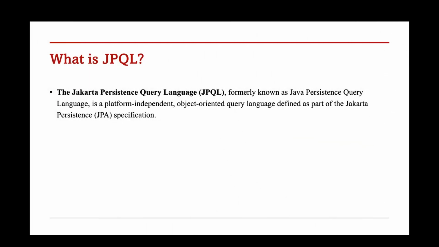Okay, next let's talk about what JPQL actually is. Well, JPQL stands for the Jakarta Persistence Query Language. It used to be called Java Persistence Query Language, but it's now under the Jakarta umbrella. Think of it as a special language designed specifically for querying the data managed by JPA. Here's the key thing to understand. JPQL is platform-independent and object-oriented. This means you don't have to worry about the specific type of database you're using, like MySQL, PostgreSQL, etc. Instead, you write your queries in a way that focuses on your JPA entity objects and how they're related to each other.